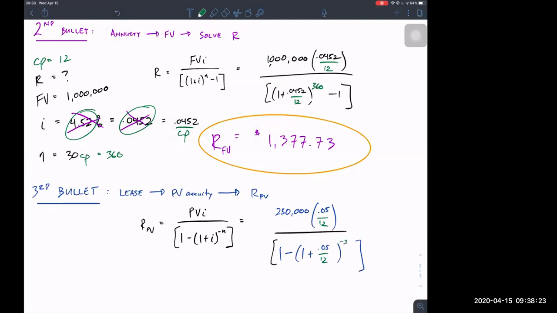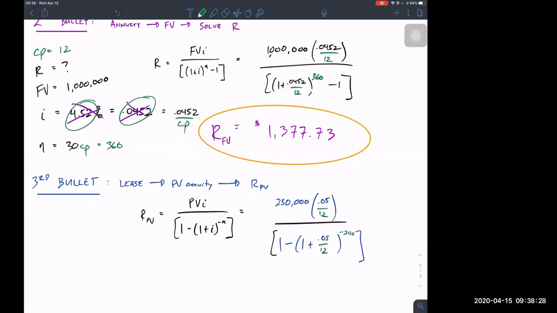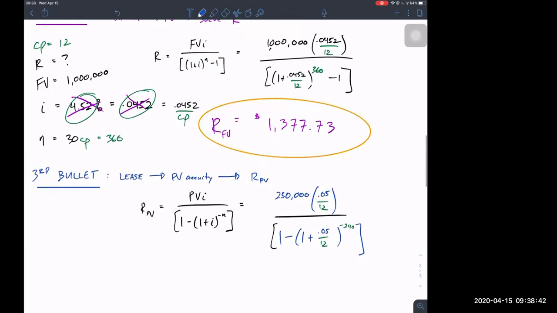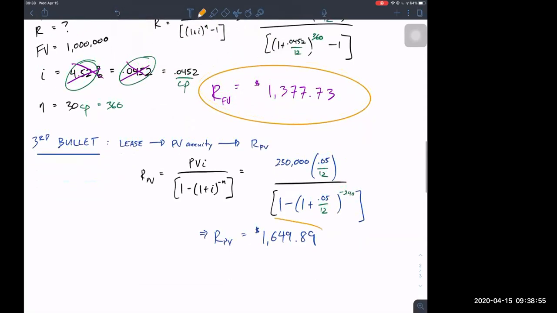And this is minus 240, right? So this is a setup for the third bullet, right? That's that whole, let me pull up the question again. $250,000 lease for your office, 5% over 20 years, okay? And then this number ends up being the recurring payment, and it will be $1,649.89. So everything up until now should be review more or less.